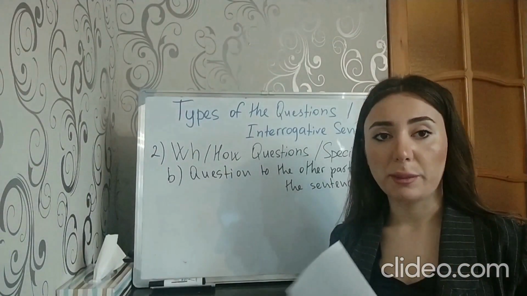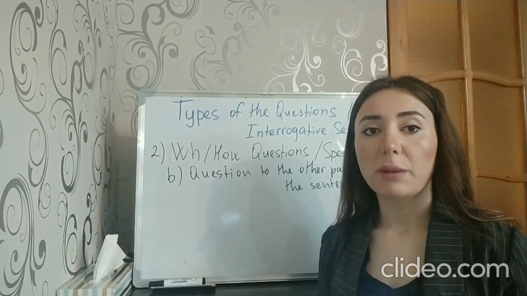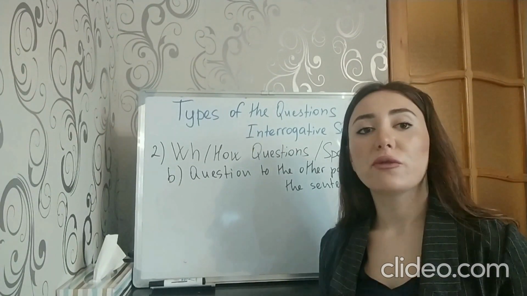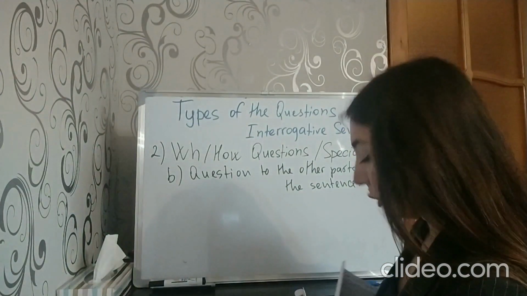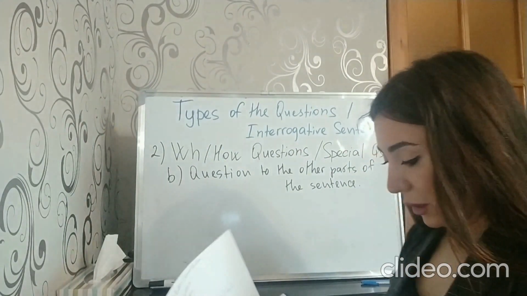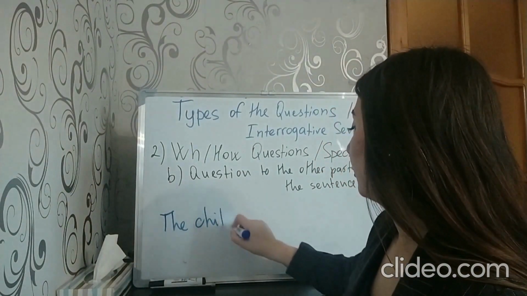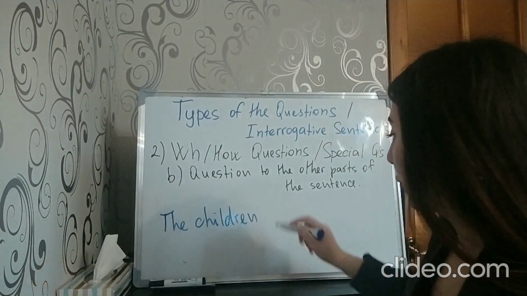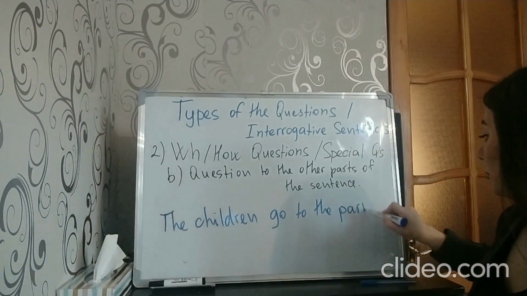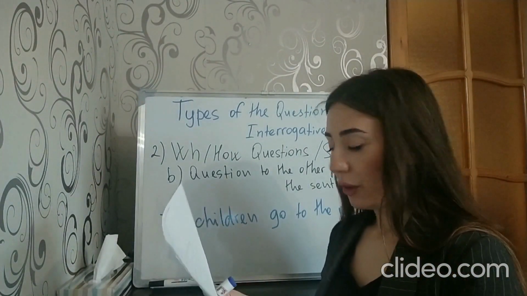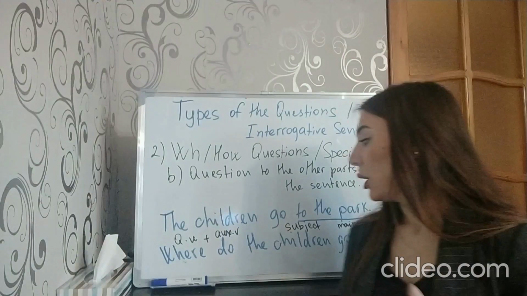So, question to the other part of the sentence. As is clear from the name, this is the question not to the subject, but to the other part of the sentence, such as adjective, adverbs of place, adverbs of time, etc. Let's see the example. I will use blue color for the example. So again, the children go to the park. Let's ask a question to go to the park. Where did the children go?